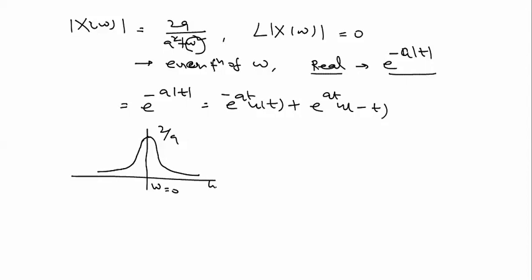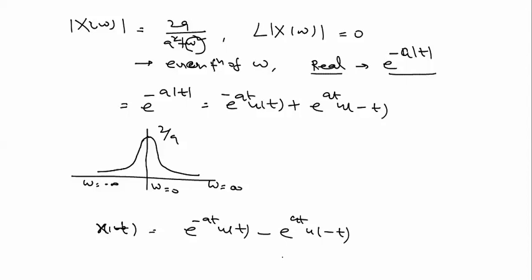2 by a. At omega equals to infinity, minus infinity. If we subtract these two terms, x(t) equals e power minus a t u(t) minus e power a t u(minus t).